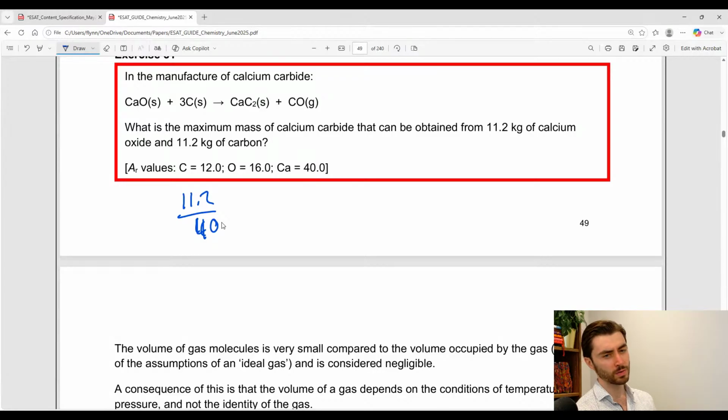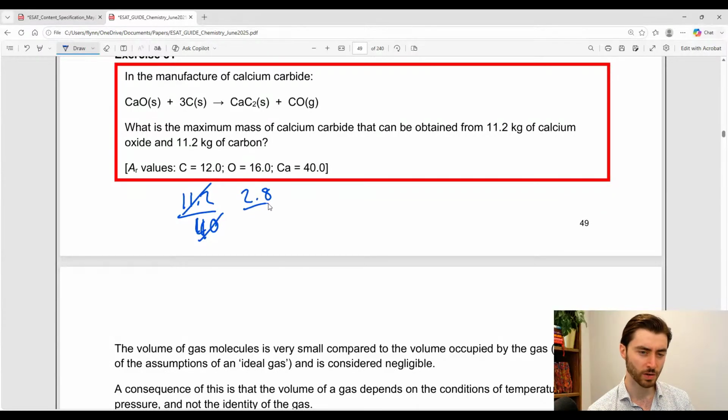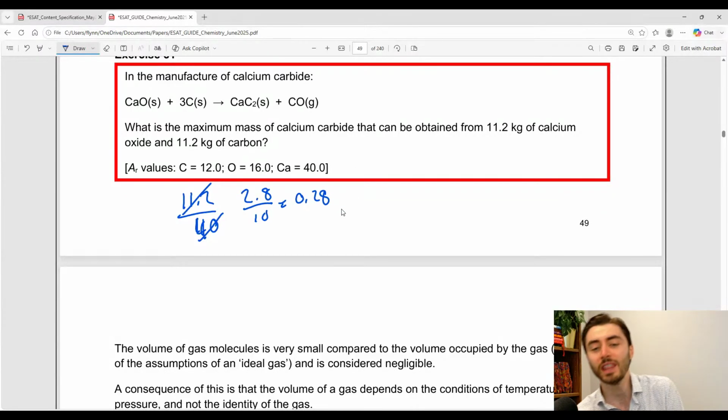No. Okay, so it does want to divide. So let's divide by 4. We're going to get 2.8 over 10 is 0.28. So it would really be 280 moles because it should have been that times 1,000. But all right, fine. I'll do it properly. Sue me.